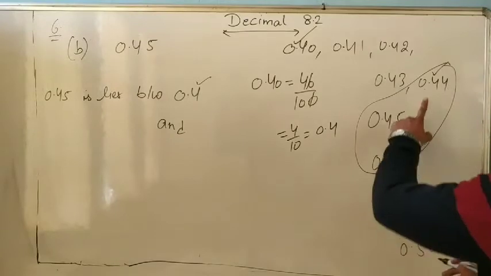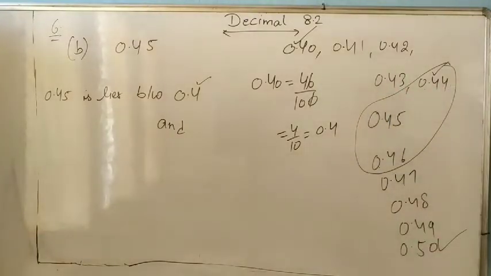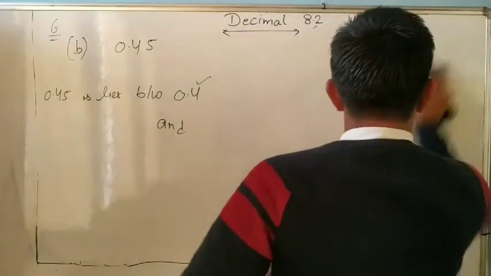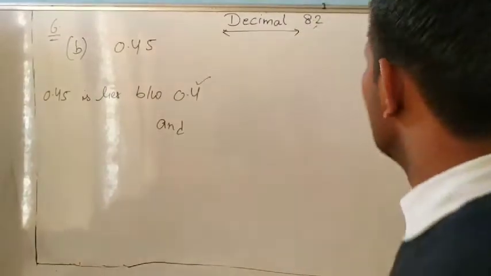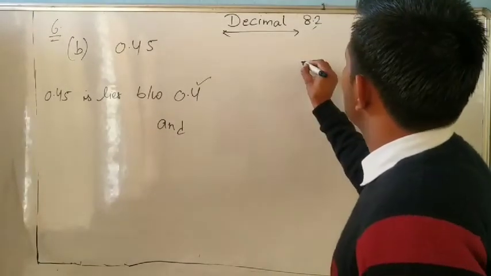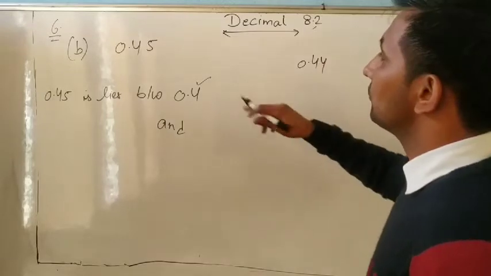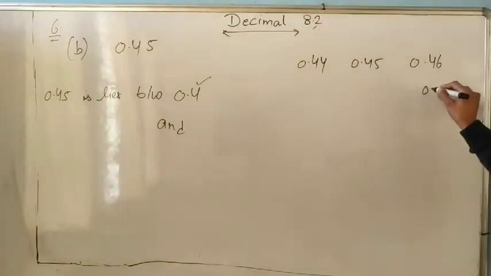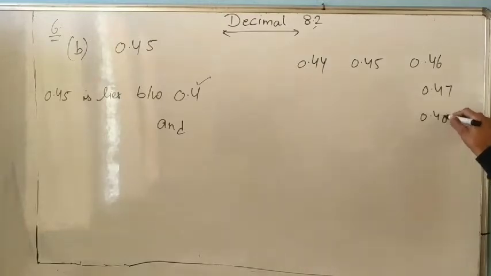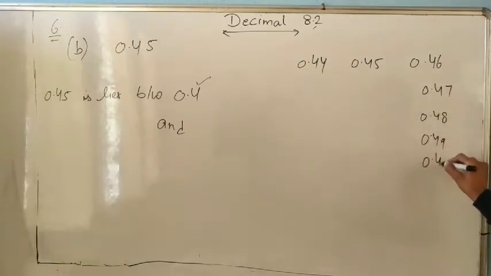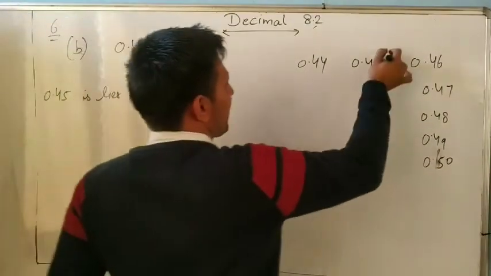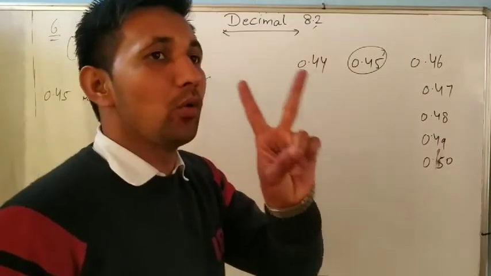So up to 10th place, what will we write? Otherwise, you can write like this one. Okay, like this one also you can write. One more: before 0.45, what will come? 0.44, next is 0.45, next is 0.46. Okay, 0.47, 0.48, 0.49 and 0.50. So next we have to find the two numbers between which 0.05 lies, whose 10th place is here.